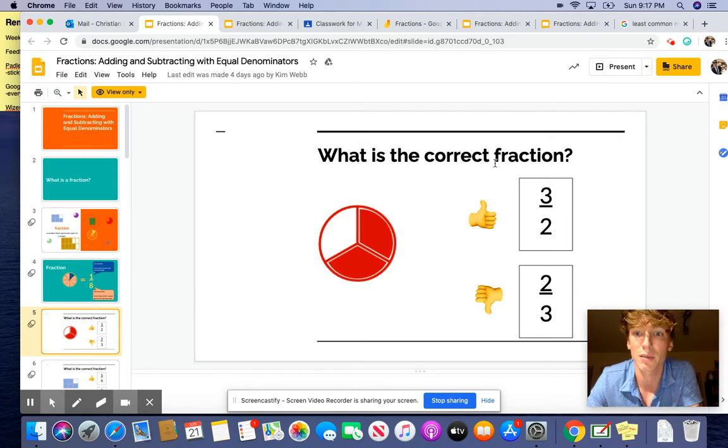What is the correct fraction? Okay, let's take a look at this circle. We have our pie, and it looks like we have two pieces left out of three. Okay, so 3 is our total amount, which should be on bottom. This one's already looking better. So we have 3 on the bottom, and then 2, because we still have 2 pieces, 2 out of 3. We have 2 out of 3 pieces. Bada bing, bada boom, we got it.